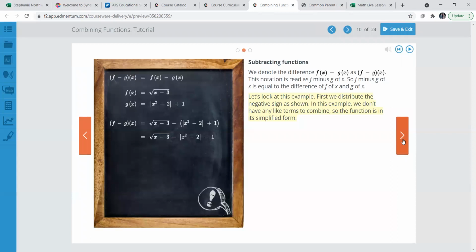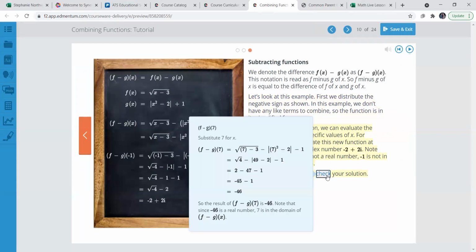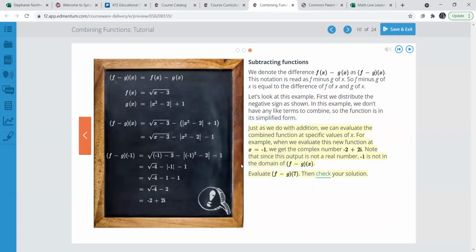Subtracting is kind of the same process. I will do a mini lesson on this as well, so I break it down just a little bit more, so it's a little less confusing. But again, it's substitute the 7 for x, plug in the 7 for x, and go all the way down, and there you have it. So the result of f minus g times 7 is negative 46. So basically, you're just plugging in that number 7 for x again.